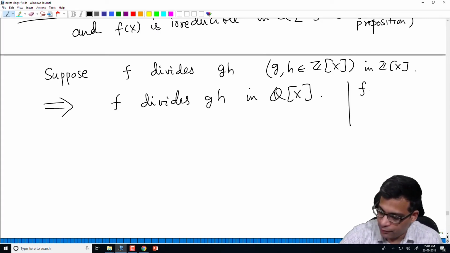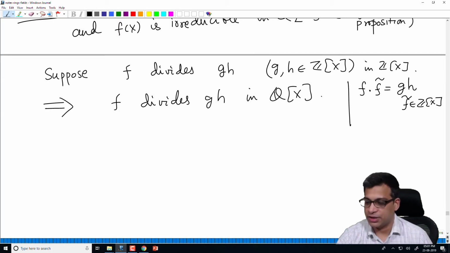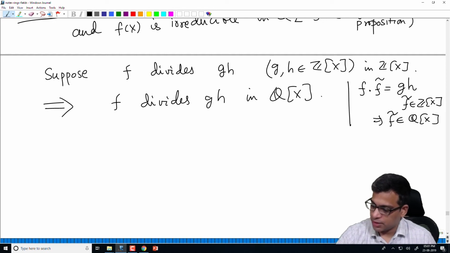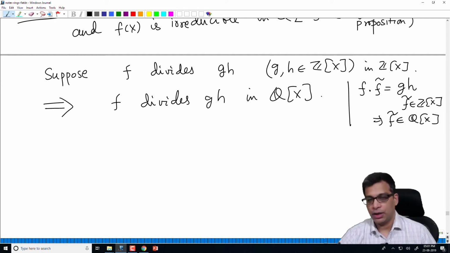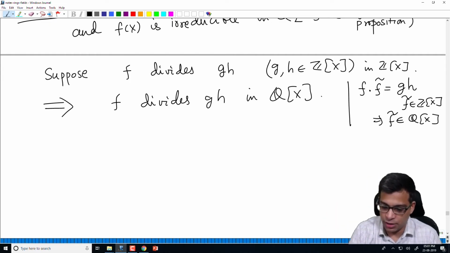What we know is that f times some f tilde is gh, where f tilde is in Zx. Because f divides gh in Zx means f times f tilde is gh, but f tilde is also in Qx, because f tilde is in Zx, it's in Qx. The other way is not always true, and for that we need some hypothesis that f is primitive and so on. But division in Zx certainly implies division in Qx. So f divides gh in Qx.